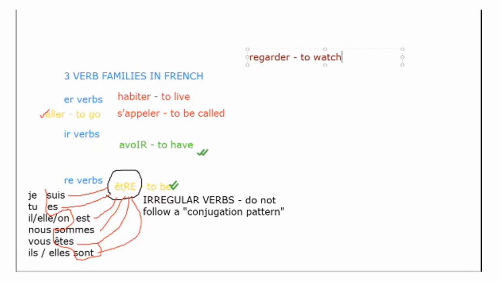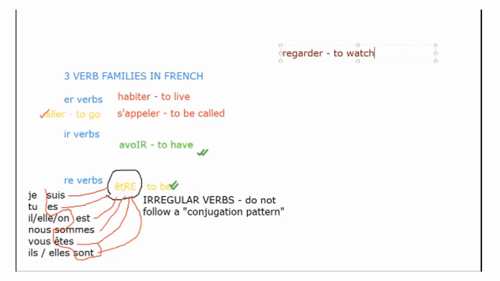I'm going to get on another board just now. Let me just get off this screen. So regarder means to watch, okay? And that is a regular ER verb. All right, so we're going to watch a video just now, which will help us to understand how we conjugate ER verbs.